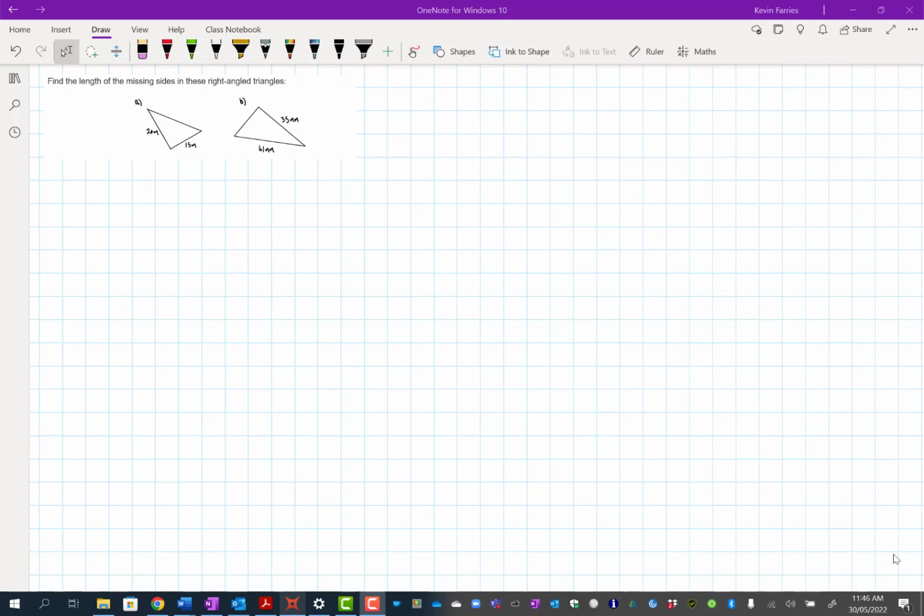So first, two examples of trig. Cast your minds back to high school and see if you can remember how to do these. What we've been asked to do is to find the missing sides. We've got the length of two sides and we want the other side, and they are right angled triangles.